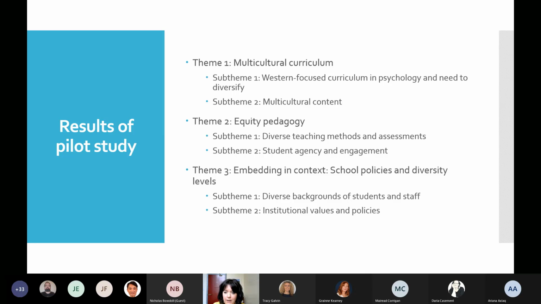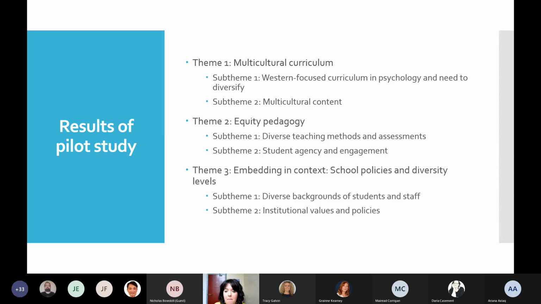So the first was to do with the curriculum. One sub-theme critiqued the overly Western focus of the curriculum and the need to diversify the curriculum in terms of examples, theories, samples, articles, books and authors and so on, and different cultural perspectives. And the second sub-theme referred to multicultural content in psychology, and this was in reference to the inclusion of topics such as prejudice and prejudice reduction and cross-cultural differences in psychology.